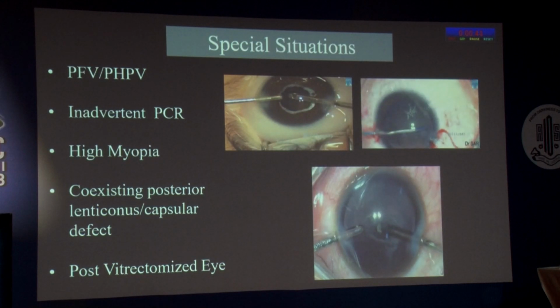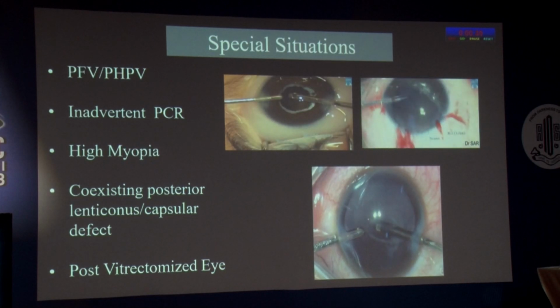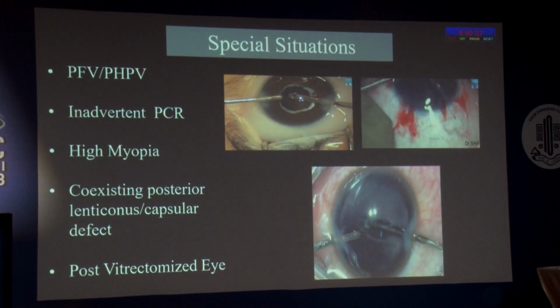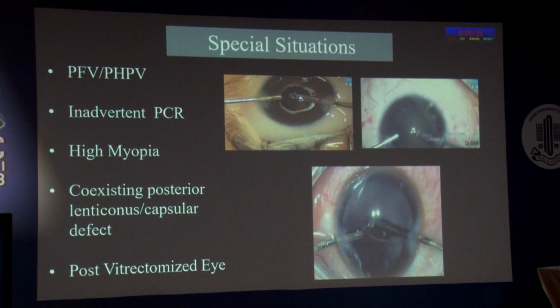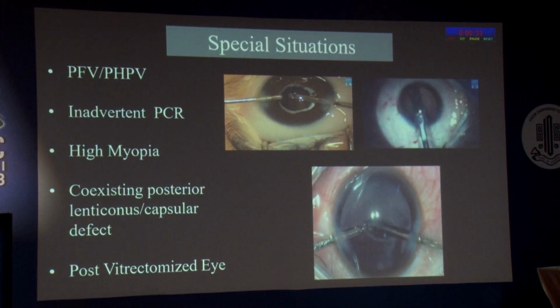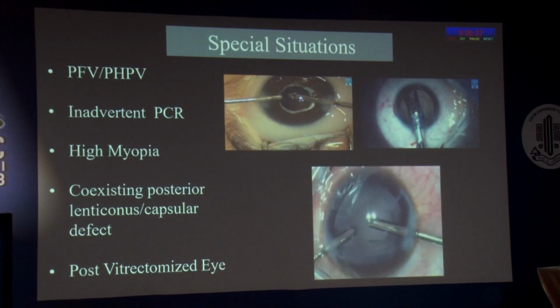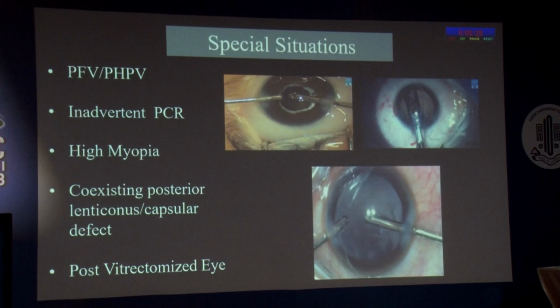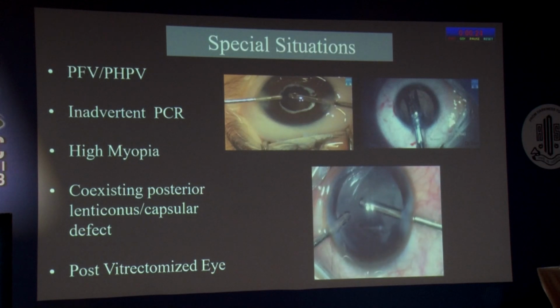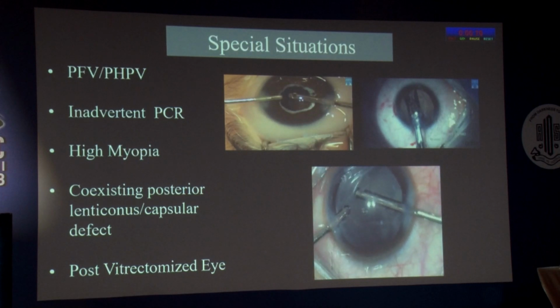In patients with coexisting posterior lenticonus where the posterior capsule is already open, we can fashion the posterior capsulotomy with the cutter with adequate sizing and then slip the lens into the bag. And in a post-vitrectomized eye with silicone oil, usually the posterior capsule again is fibrotic and thick, so we need to remove the posterior capsule even if the age is older.